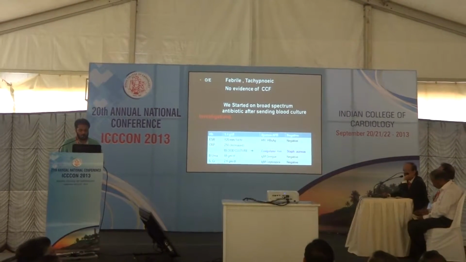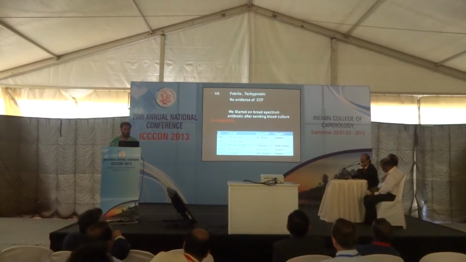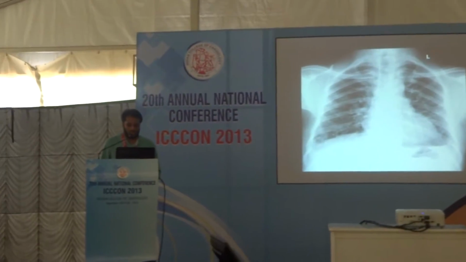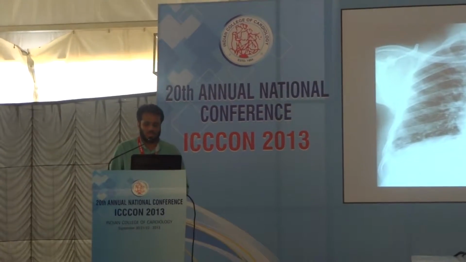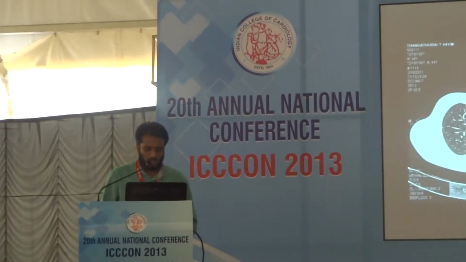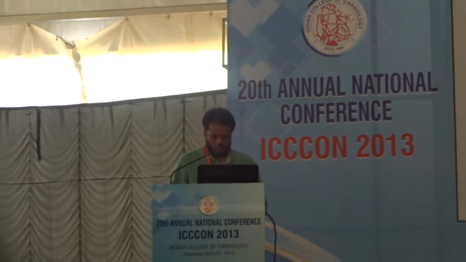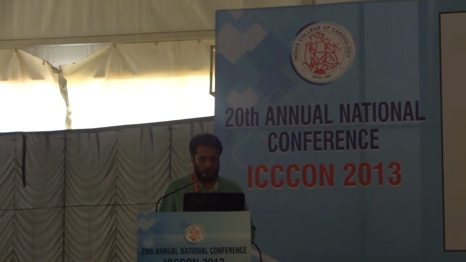His blood culture shows positive Staphylococcus aureus. His chest X-ray shows multiple thin-walled cavities suggestive of staphylococcal pneumonia, and it was confirmed by CT scan of the chest. He was referred for cardiology evaluation.